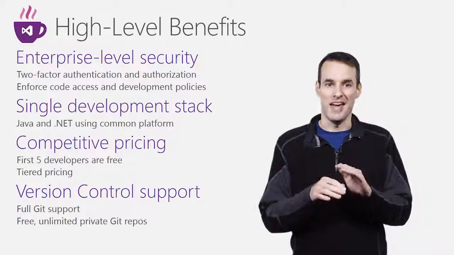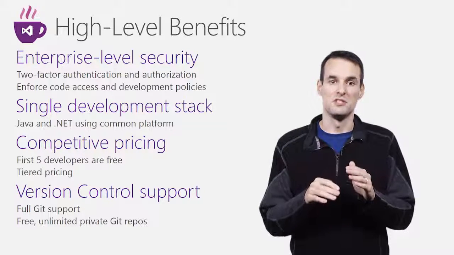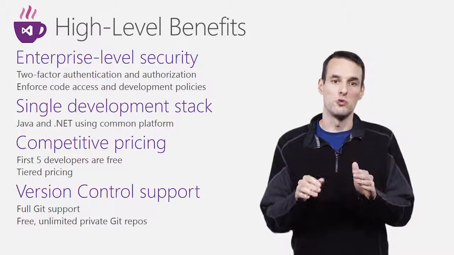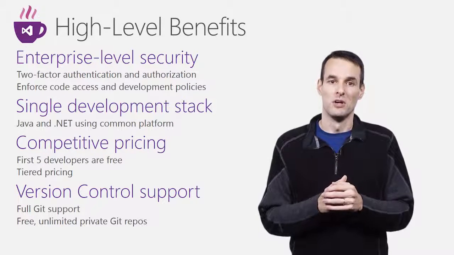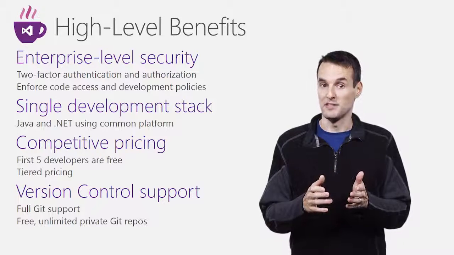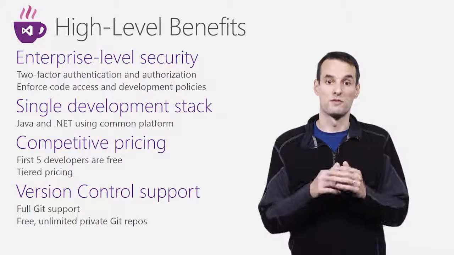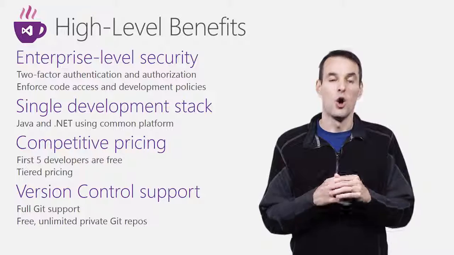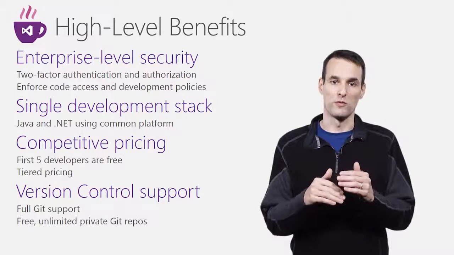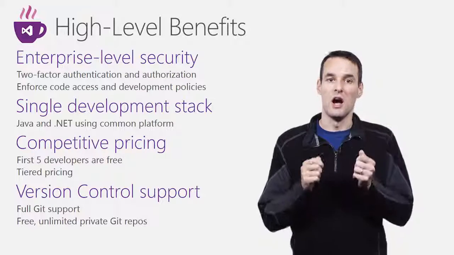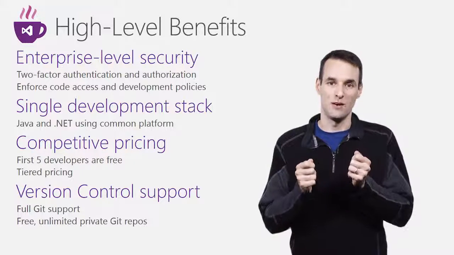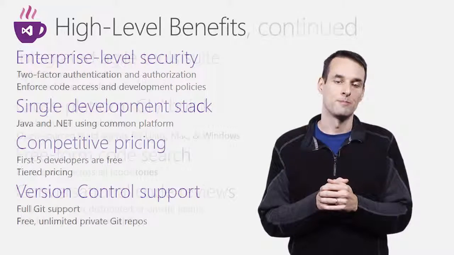Enterprises with both Java and .NET teams will enjoy the efficiency of using a single development tool stack, including consolidated planning, tracking, and reporting. Smaller teams like our competitive pricing and tiered pricing model, with the first 5 developers being free. All teams benefit from our support for Git, with an added benefit of Team Services providing free, unlimited private Git repositories for your code.